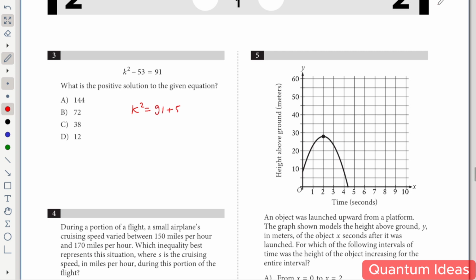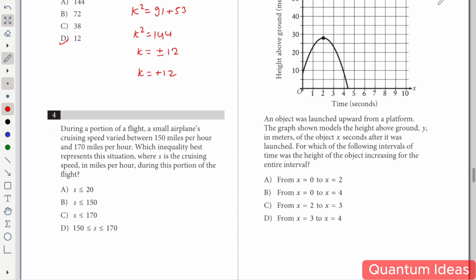So this is k squared equals 91 plus 53, and this is 144. So k is basically plus or minus 12, and we need the positive solution, that will be plus 12. So D is your answer. Let's move to number 4.